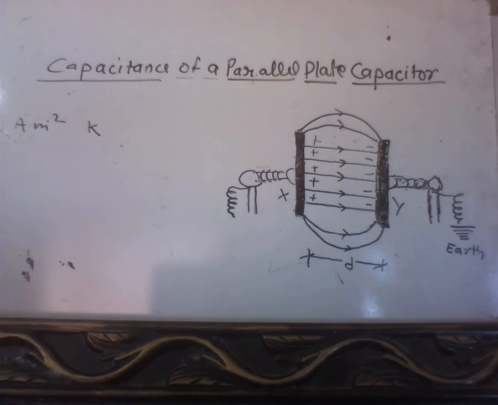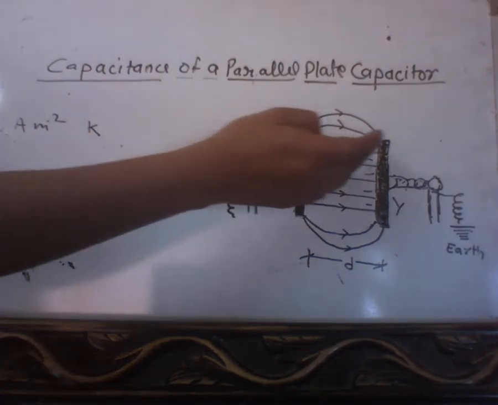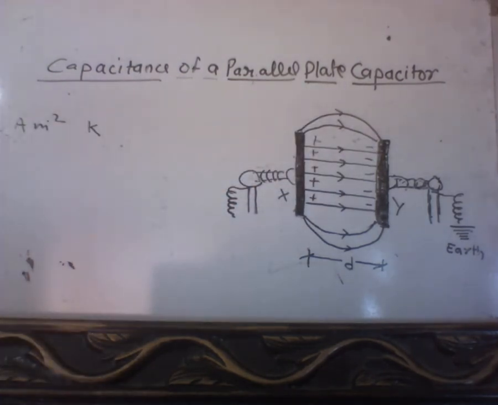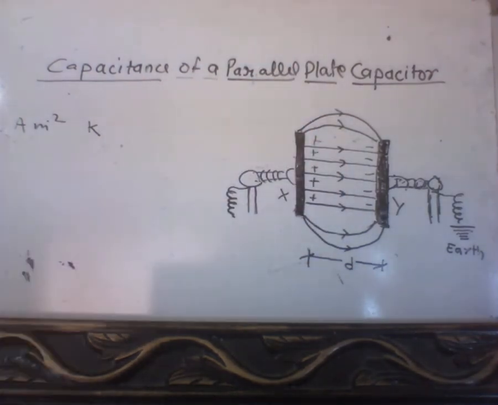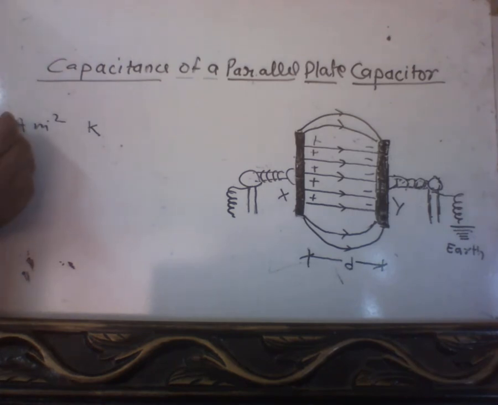Now the field lines starting from positive will terminate at negative, and the field between the plates is uniform everywhere. Let the surface charge density of the plates be sigma.